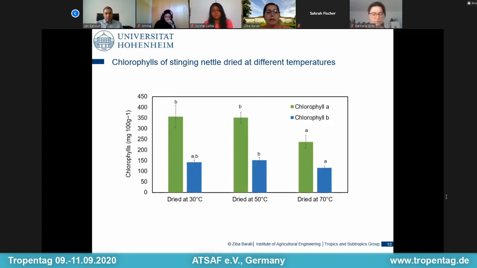We can see the results of chlorophyll in terms of chlorophyll A and B in these slides. And we found that the chlorophyll of dried stinging nettle was significantly influenced by different temperatures, and the sample dried at 70 degrees Celsius had a lower amount of chlorophyll A and B compared to those dried at 30 and 50 degrees Celsius.